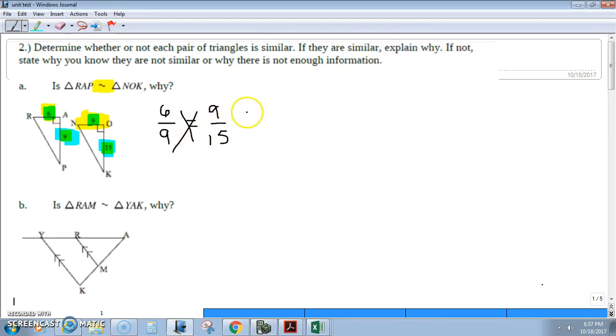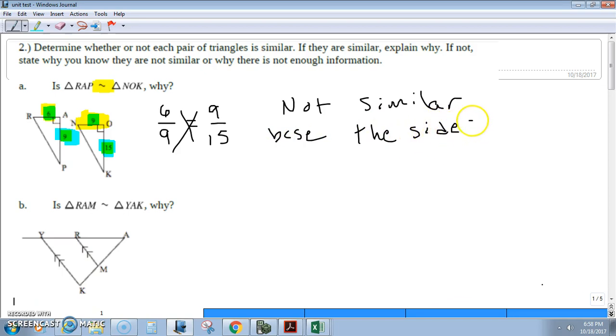So these two are not similar. They are not similar shapes because their sides are not proportional. Remember, you have to justify everything on the test. So this is one way to do that. Are not proportional. Okay? So we're kind of asking the same thing in B, right?